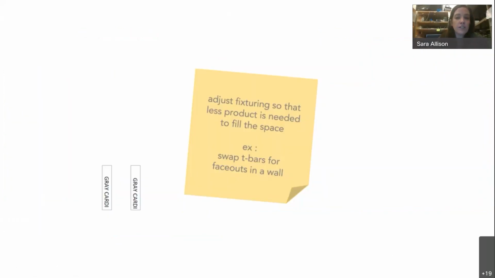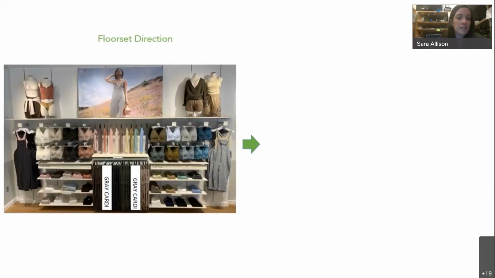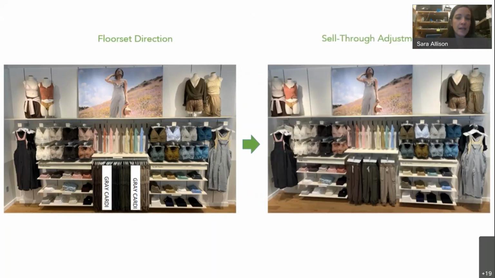And then here is one of adjusting fixturing so that less product is needed to fill the space. It looks like in this original, this was the direction in the floor set. We have these overalls spaced out on either side, bralettes over tanks, and then in the middle we've got the menu of the tanks over some joggers with some cardigans on a side hang. If the store started to break in the pants in the middle and the cardigans, it was getting a little light on that side hang.